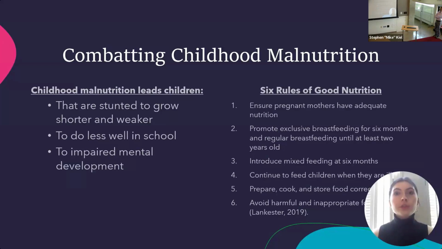Lancaster lays out 6 rules for nutrition that can be implemented and utilized globally. These include ensuring pregnant mothers have adequate nutrition, promoting exclusive breastfeeding for 6 months and regular breastfeeding until the age of 2, introducing mixed feeding at 6 months, continuing to feed children when they are ill, preparing, cooking, and storing food correctly, and avoiding harmful and inappropriate foods.